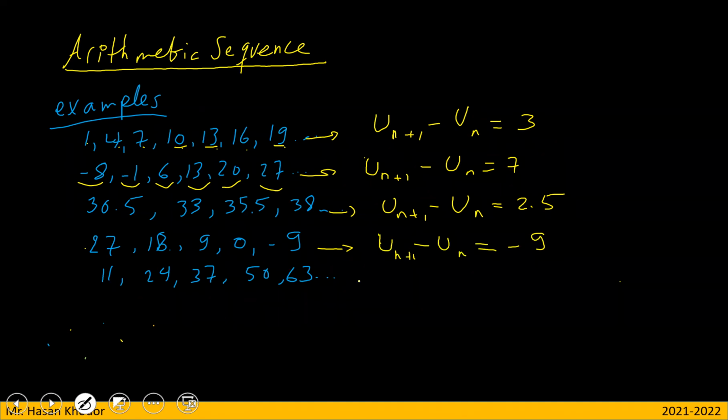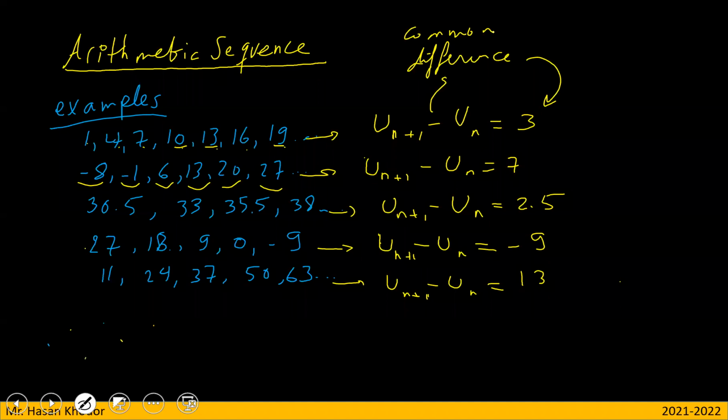And the final sequence, we can easily get that if we subtract any two consecutive terms, we will get 13. What do we mean by minus? Subtraction of two numbers is called the difference. So here, in every example, the difference is constant. We call this the common difference.